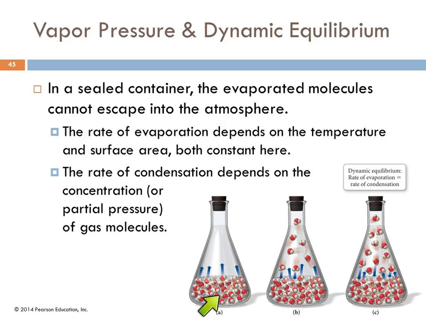So initially we only have evaporation. As the amount that has evaporated increases, then the rate of condensation is going to increase. And what's going to happen is eventually we're going to get to a point where there's an equilibrium established, where the rate of evaporation is equal to the rate of condensation.